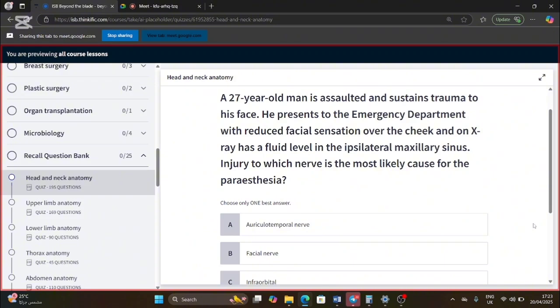A 27-year-old man is assaulted and sustains trauma to his face. He presents to the emergency department with reduced facial sensation over the cheek, and on X-ray he has a fluid level in the ipsilateral maxillary sinus. Injury to which nerve is the most likely cause for the paresthesia?